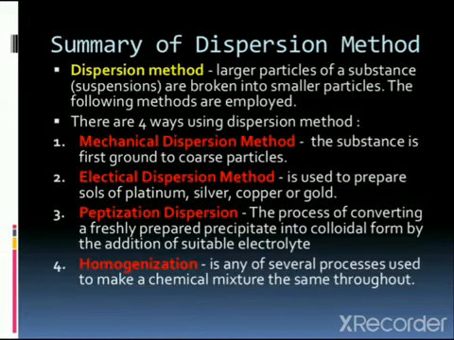The dispersion method is not only used in peptization, it is also used in some other methods. In the mechanical dispersion method, the substance is first ground into coarse particles. The electrical dispersion method is used to prepare a sol of platinum, silver, copper, or gold. The peptization method we have already discussed. And then homogenization is any of several processes used to make a chemical mixture the same throughout. If you want to prepare a homogeneous solution, that is homogenization by the peptization dispersion method.